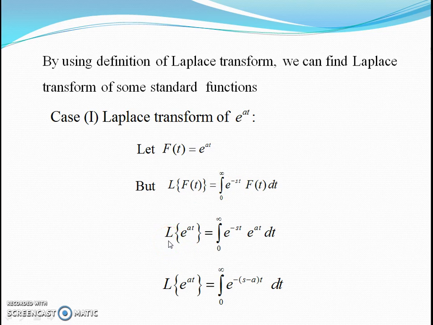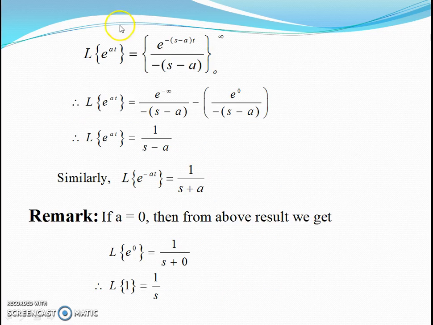We get Laplace of e raised to at equal to integration 0 to infinity e to the power minus st into e raised to at dt. Simplifying the right hand side, we get integration 0 to infinity e to the power minus (s minus a) t dt. After integrating with respect to t, we get e raised to minus (s minus a) t upon minus (s minus a), when t runs from 0 to infinity.